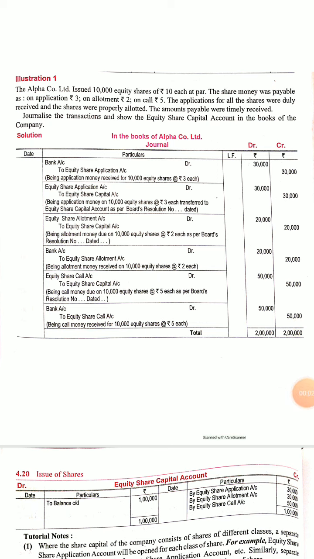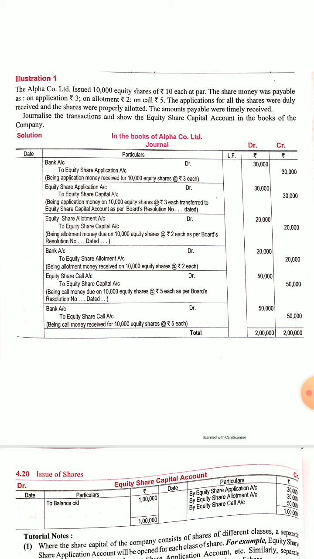Hello students, today we will see how to make journal entries in case of issue of shares. So this is illustration 1. Alpha Company Limited issued 10,000 equity shares of rupees 10 each at par.